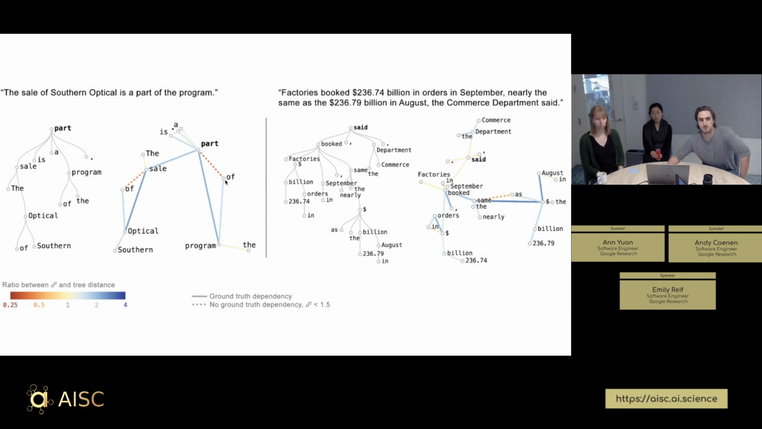And it's neat that these specific tokens wind up being close. Intuitively, it feels like they ought to be close. "Sale of" and "part of" are phrases that occur very commonly together, so it's kind of reasonable for them to be close to each other. Same thing over here, where "same as" winds up being close in the BERT representation, even though it's a little bit further away in the strict dependency parsing.